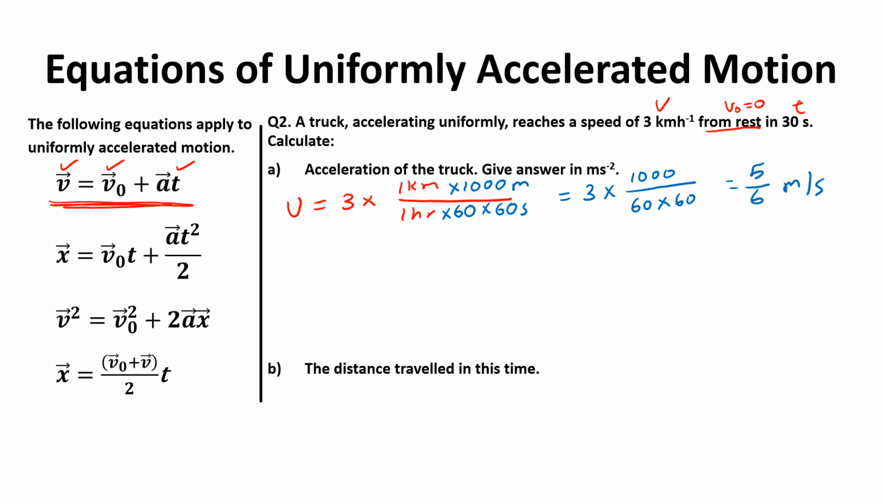So to make a the subject, acceleration equals the final velocity minus the initial velocity over the time taken. So the final velocity is 5 over 6 minus the initial velocity, which is 0 from rest, over the time, and the time is 30 seconds. So 5 over 6 divided by 30 is equal to 5 over 6 times 1 over 30, and that equals 1 over 36 meters per second squared.